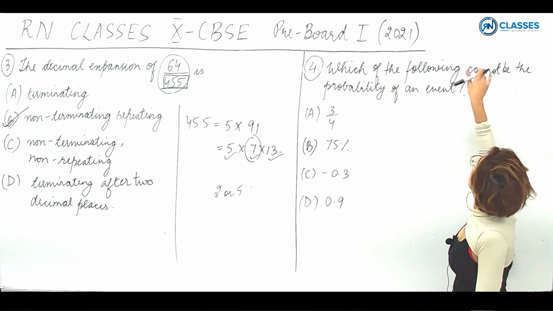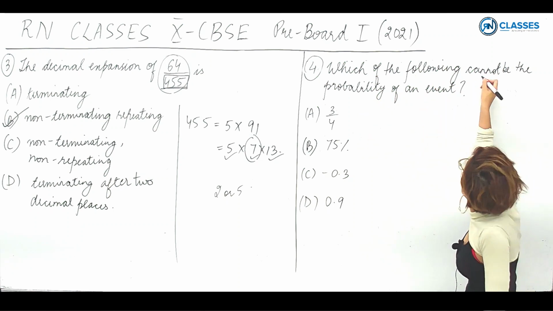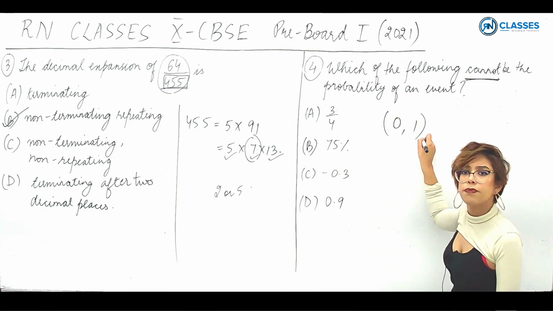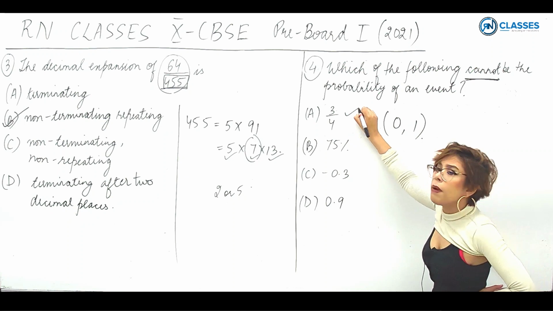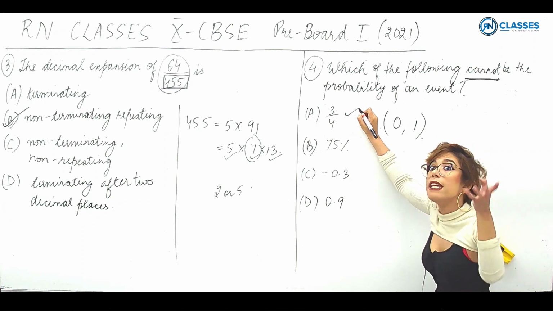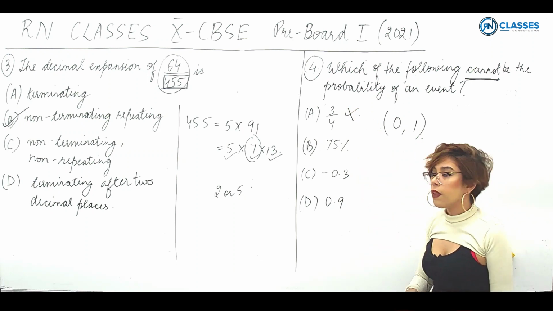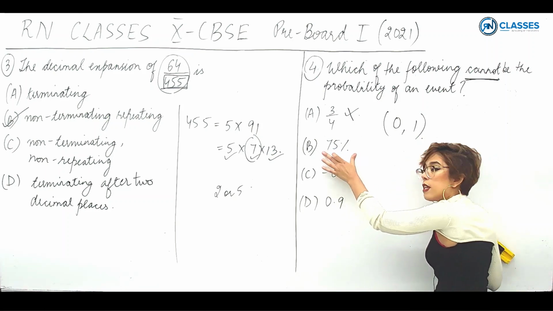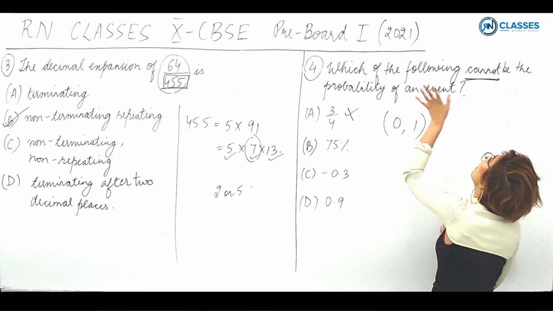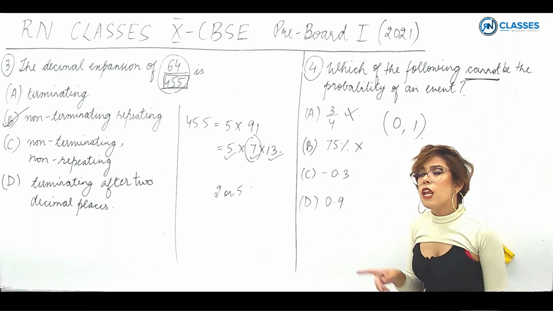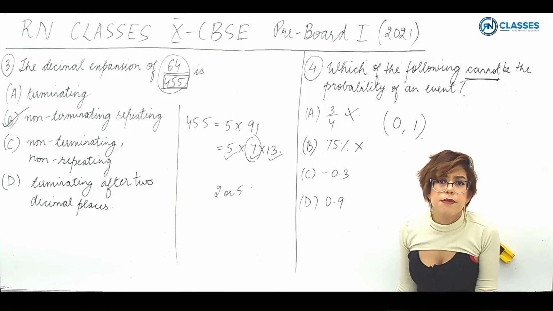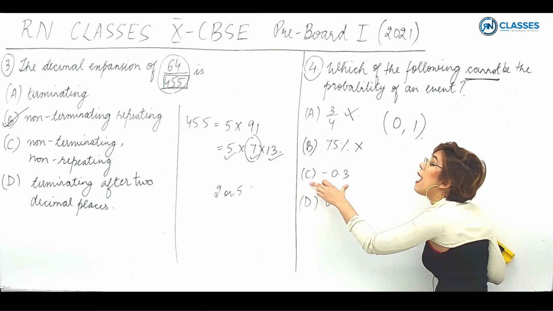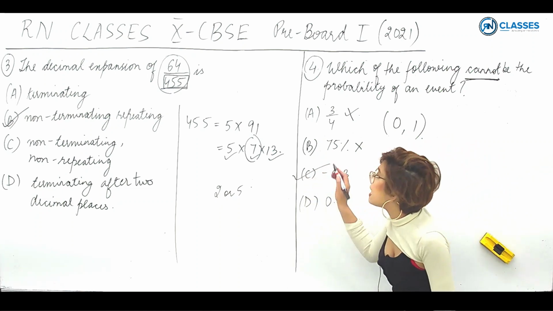It says, which of the following cannot be the probability of an event? Now, I know the probability of an event lies between 0 and 1. Let's see whether 3/4 lies between 0 and 1. Of course it does, but I need cannot be, so this cannot be the answer. 75%, as in 75/100, is again 3/4, which lies between 0 and 1, so this is not the answer. Now, -0.3 obviously does not lie between 0 and 1, so that means this cannot be the probability of any event.